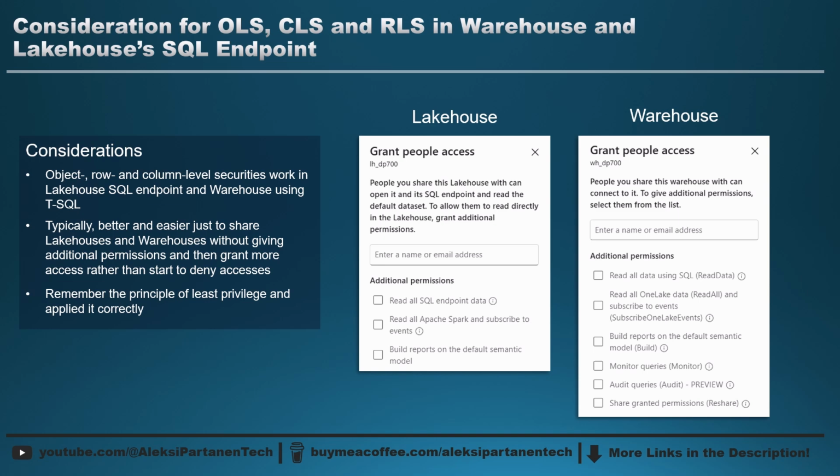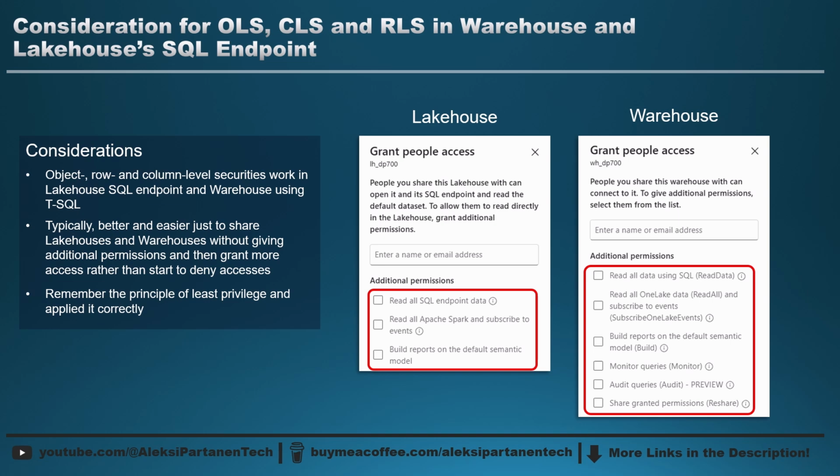So this means that when we are sharing access to Lakehouse and Warehouse, we don't want to check these additional permissions that can be seen here on the screen. Like I said, when using these object, row and column level accesses, it is usually best to start without any additional access and then use grant statements and row level security to give the access that is needed, rather than giving full access by giving the user read all data using SQL and then removing accesses that they shouldn't have by using deny statements. So always review what you're sharing and make sure access is limited to what is necessary. This will help reduce the risk, keep things simple, and make security easier to manage across your Fabric environment.